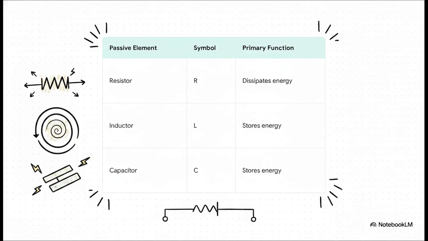Then we have the inductor, L, and the capacitor, C. Both the inductor and the capacitor act like storage units. They just hold on to energy in slightly different ways so the circuit can use it later. And that's really it. Just those three simple components. They form the entire foundation of nearly all passive network interactions.